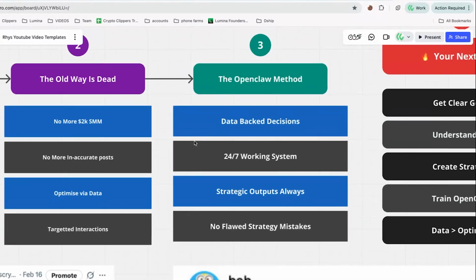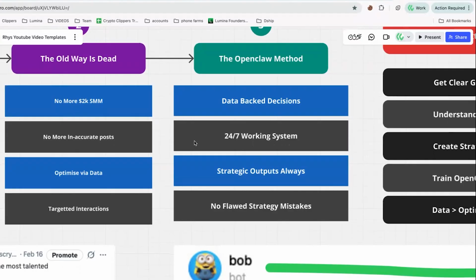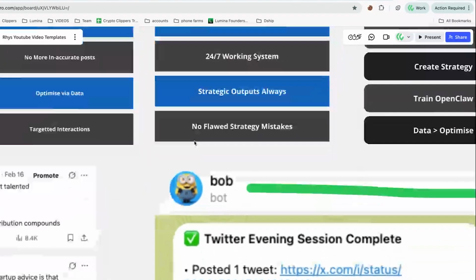Strategic output always. So as the strategist and as someone who is aware of his goals with his brand, I can make sure OpenClaw executes my strategy with no alternative motive. He's not adding his strategy, just my strategy. I've given him the right prompts, so he's totally aware of that. Number 4, there is no flawed strategy mistakes. As I said, with humans, they can be lazy, they can be inaccurate, they can try and be creative, all these things which can flaw your own strategy of what you want. OpenClaw doesn't make them, especially my Bob.